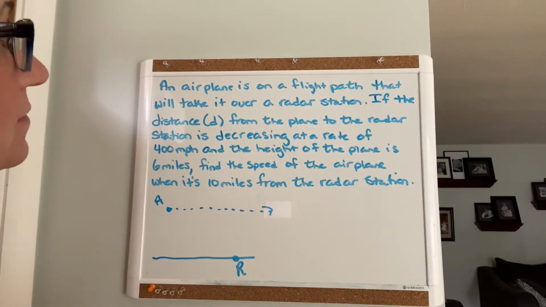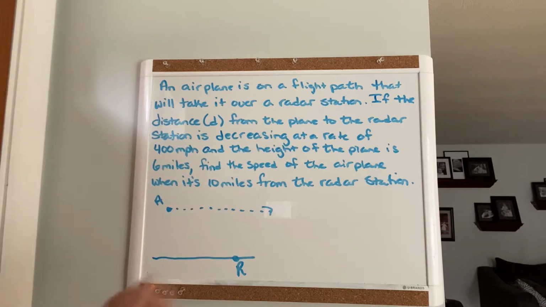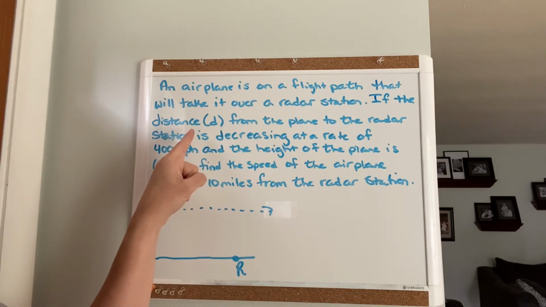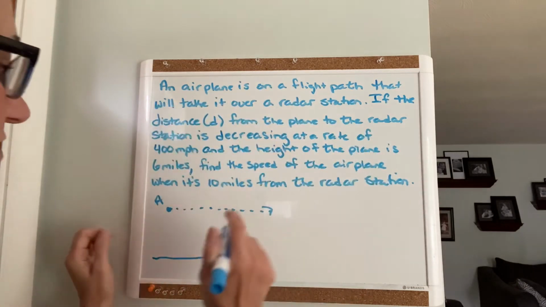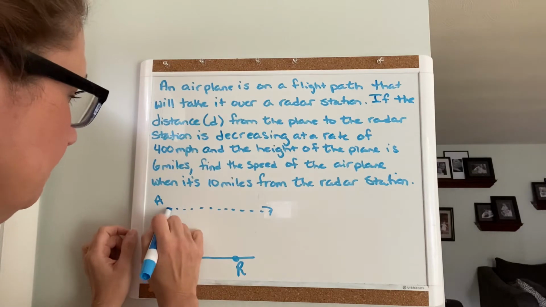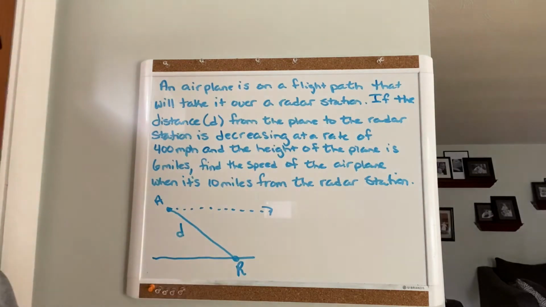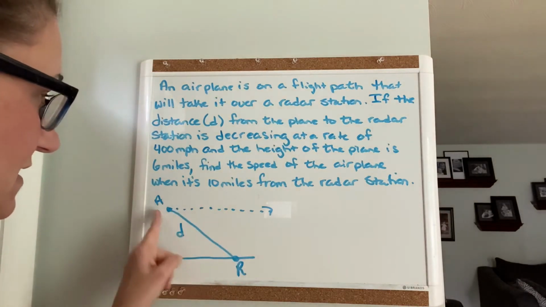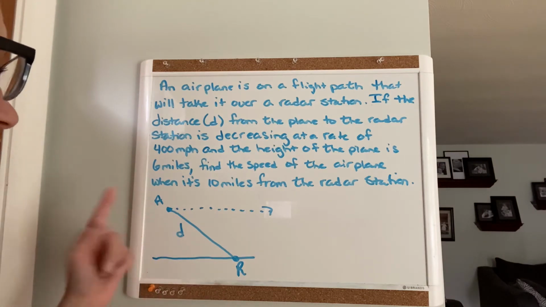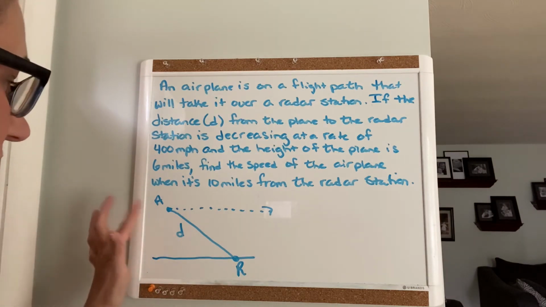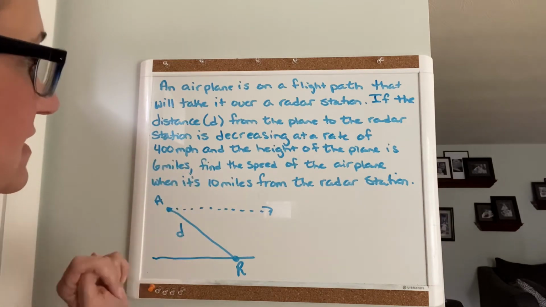So it says an airplane is on a path that will take it over the radar station. The distance, D, from the plane to the radar station. So stop, who cares about the other information? The distance from the airplane to the radar station. There's D, there's your distance. The direct distance from the airplane to the radar station. I could have called that P too. I don't know if that's confusing, A, P. So anyway, there's your distance.